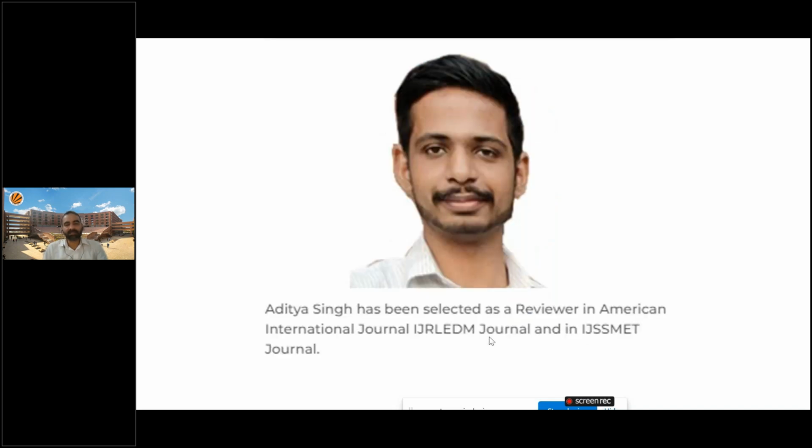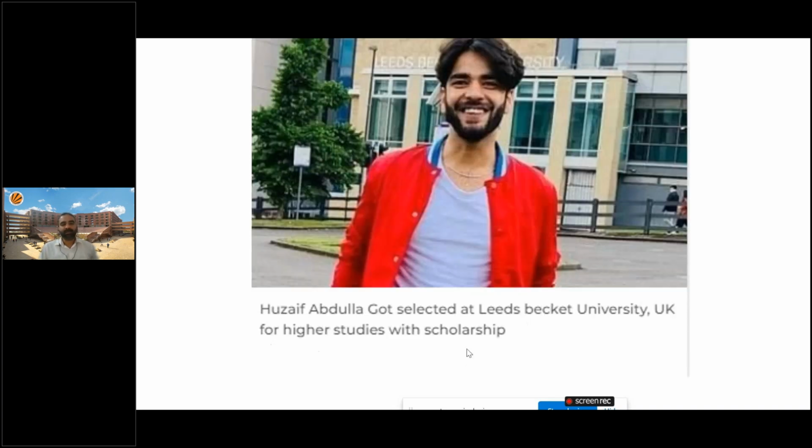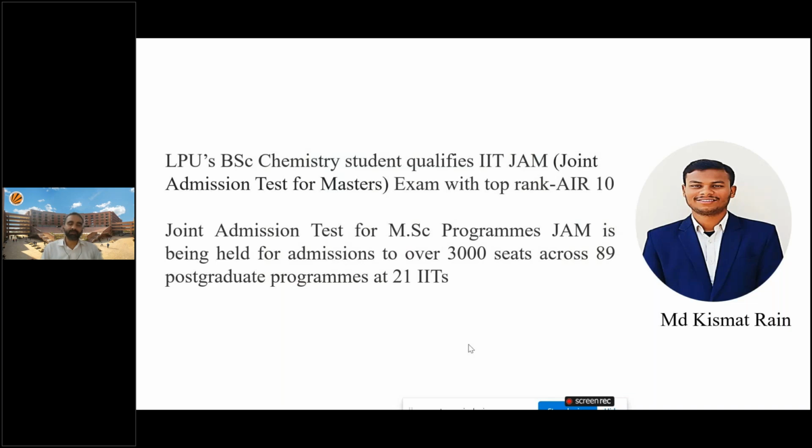Aditya was selected as a reviewer in renowned journals, the American International Journal and the IGSSMET journal. Hasif Abdullah got selected at Leeds, UK, for higher studies with a scholarship. Our BSc chemistry student qualified the IIT JAM exam with the top rank, All India rank 10. As you know, the JAM paper is generally for master's level programs and is held for 3,000 seats across 89 PG programs at 21 IITs.